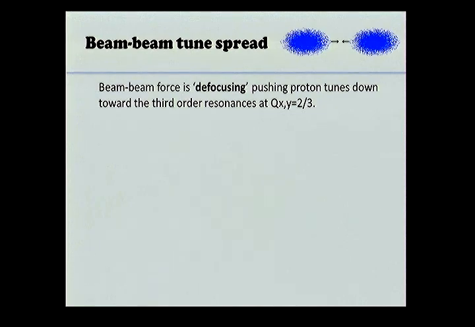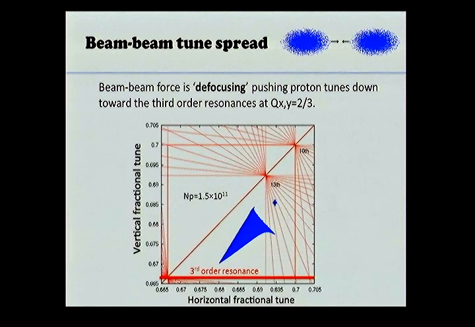The beam force is defocusing. It slows down the particle oscillation and reduces the proton tunes. So here I put back the tune diagram with bunch intensity 1.5 times 10 to the 11. Without the beam interaction, the tune I put here is 0.695 horizontal, and the vertical tune is 0.685. So with the beam interaction, the particle's tune will be reduced, going in this direction, moving towards the third order resonance line.